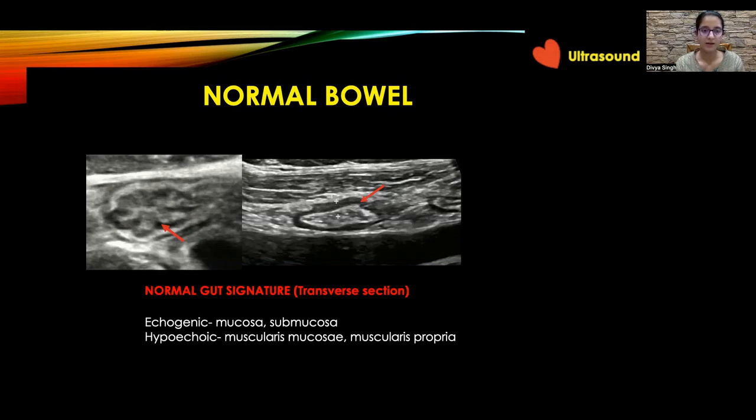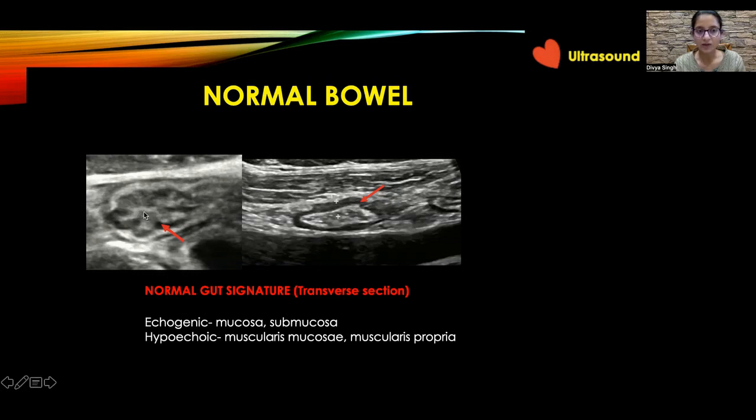on ultrasound. As you can see in this image, this is a transverse section of a collapsed bowel loop. And on this collapsed bowel loop, I've used a high resolution ultrasound probe here to show you the typical gut signature or the normal layers that we can appreciate within the bowel on ultrasound.